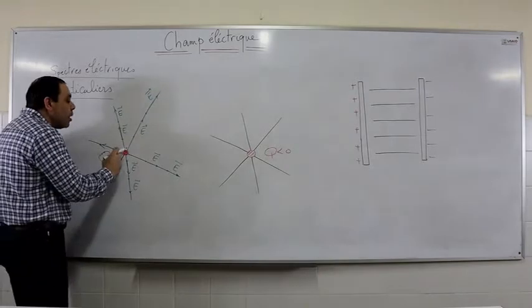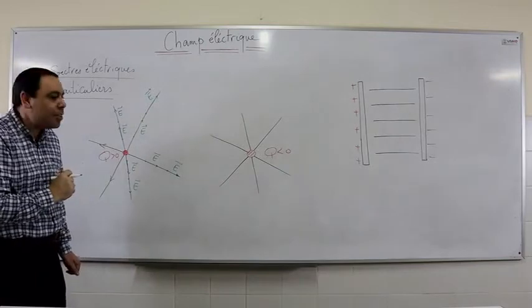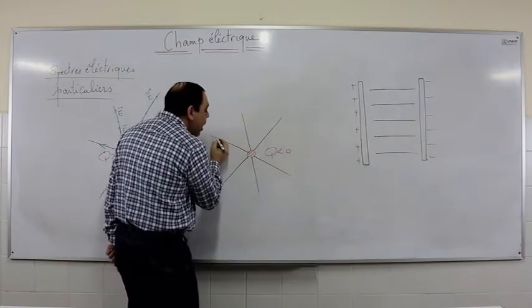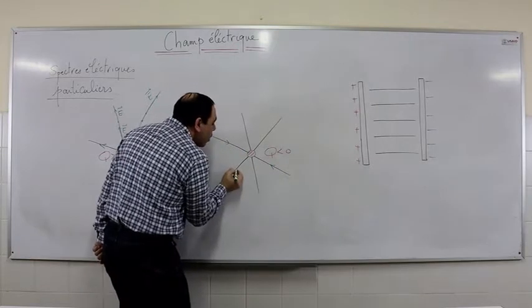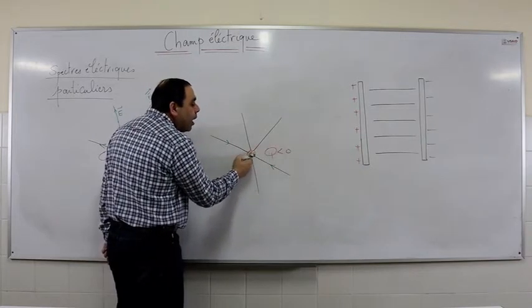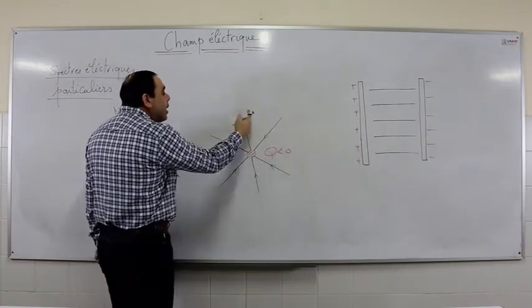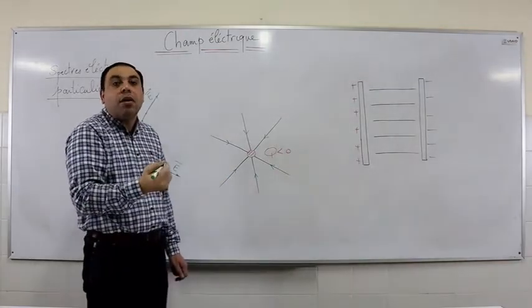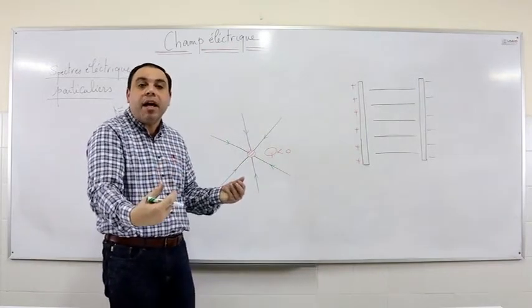The electric spectrum of this charge is the set of concentric semi-straight lines centered at the charge and oriented away from the charge. Similarly, for a negative charge, we can verify that all the field lines here, here, and here are oriented like this. Each field line is a semi-straight line oriented towards the charge Q. It is the set of concentric semi-straight lines whose center is Q and oriented towards Q.